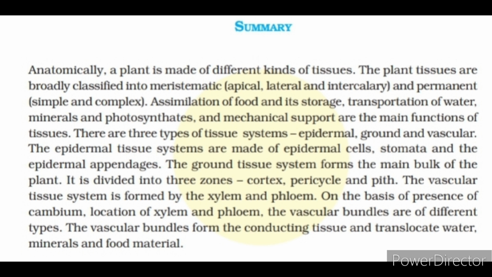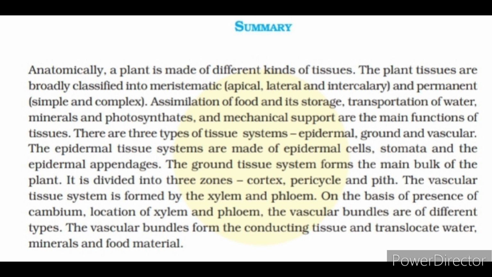Summary. Anatomically, a plant is made of different kinds of tissues. The plant tissues are broadly classified into meristematic, apical, lateral and intercalary, and permanent, simple and complex. Assimilation of food and its storage, transportation of water, minerals and photosynthesis, and mechanical support are the main functions of tissues. There are three types of tissue systems: epidermal, ground and vascular. The epidermal tissue systems are made of epidermal cells, stomata and the epidermal appendages. The ground tissue system forms the main bulk of the plant.